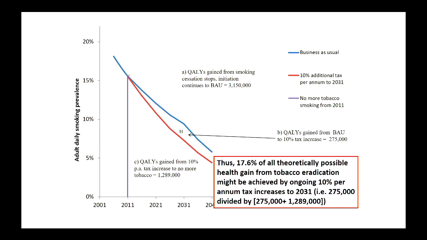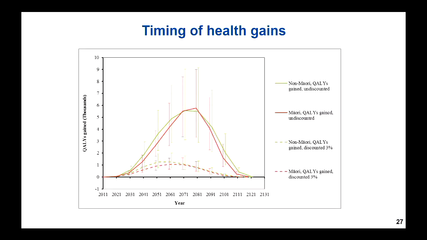That's the good news. Here's the news that you don't like showing your tobacco control advocate mates. This is the timing of those health gains. It takes 60 odd years, 70 odd years for the health gains to peak. Now, a couple of things here. Green is non-Māori, red is Māori. They happen to be about the same because Māori smoke more, have higher disease rates from smoking, and so even though they're only 15% of the population, it just so happens that it's about the same when you come to the HALYs, which means it's a highly inequality reducing intervention, by the way.